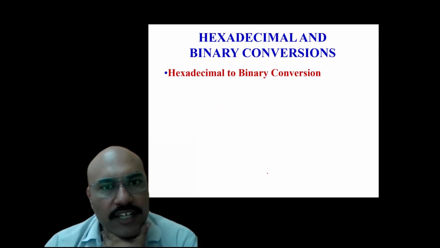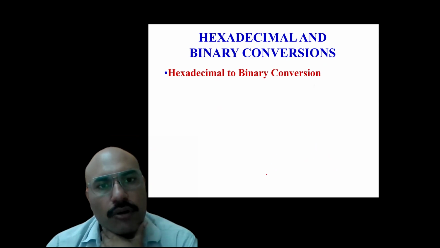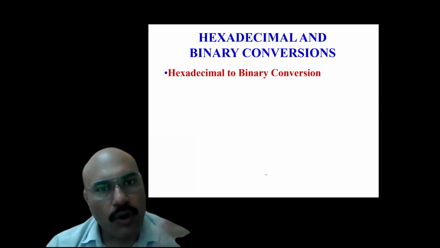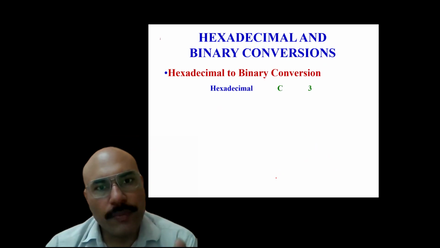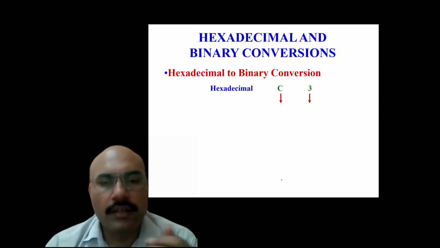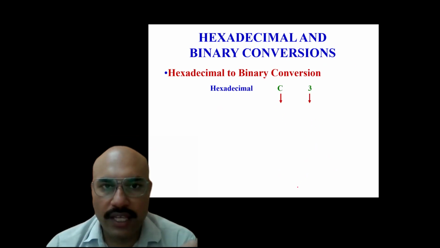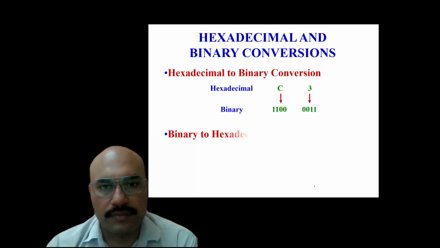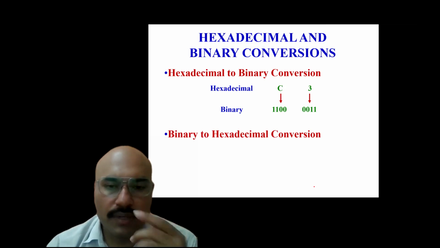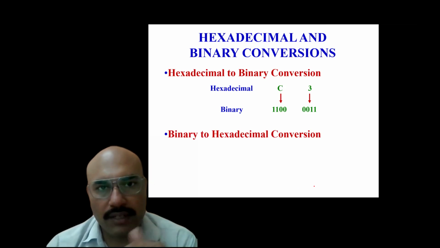So hexadecimal to binary conversion is easy. As I have told you how to convert a binary number to an octal number, where you make groups of 3, similarly in hexadecimal you make groups of 4. So C is 10, so you can directly convert it to binary, that is 1 0 0 and 3 is 0 0 1. So if any hexadecimal number is given, you can directly convert it to binary codes.